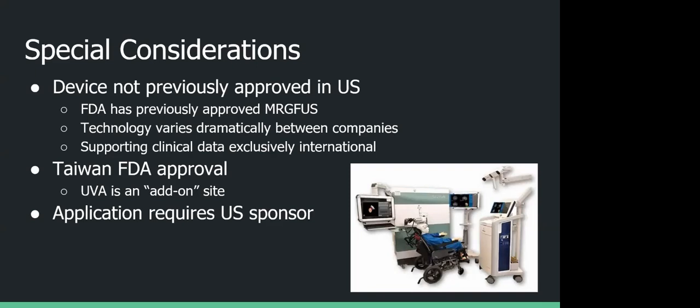And the third very important special consideration is that the US FDA requires the application to be sponsored by a US person, which isn't an issue for us because we'll be partnering with Dr. Sheehan at UVA, and then we also have the FUS Foundation. So there are people that could be the primary US sponsor on the application, and we can import the device.